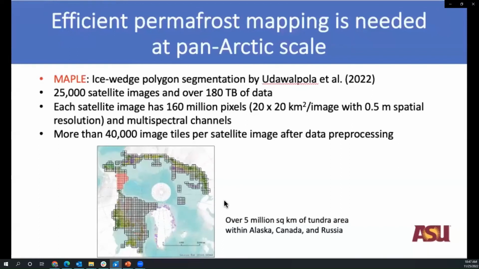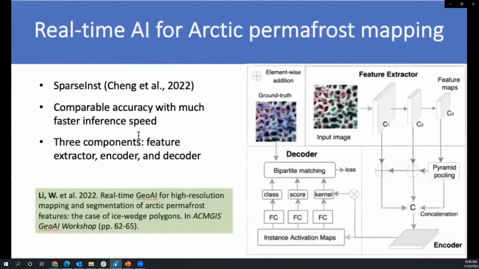And in the MAPLE framework and also in our research, we are using very high resolution, like half-meter resolution, Maxar imagery with multi-spectral bands for Arctic permafrost mapping. And to cover the entire study area, it needs 25,000 satellite images, and this is a total of 180 terabytes of data. And to prepare the AI-ready dataset, each of these images needs to be further partitioned into 40,000 image tiles. So if we multiply 25,000 by 40,000, that is a total of 100 million image tiles to be fed into the AI model for it to learn and make predictions. So this is definitely a big data problem.